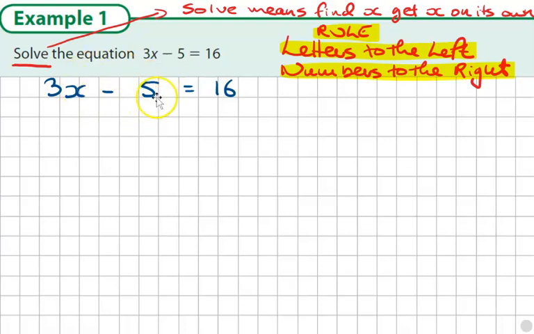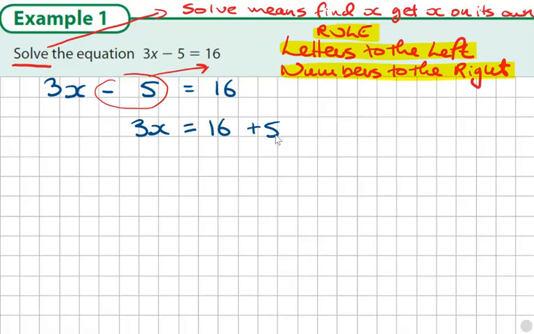So we're going to circle minus 5, making sure that we include the sign, and we're going to carry it over the equal sign, and minus 5 is going to become plus 5. So we bring down the 3x, the equals the 16, and we put a plus 5 after the 16. The minus 5 was carried over the equal sign, and it became plus 5.